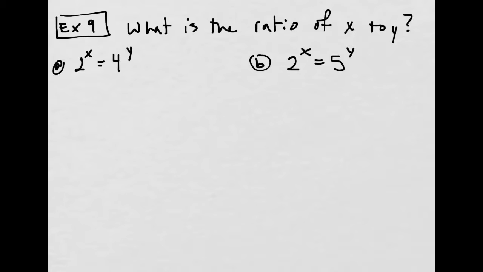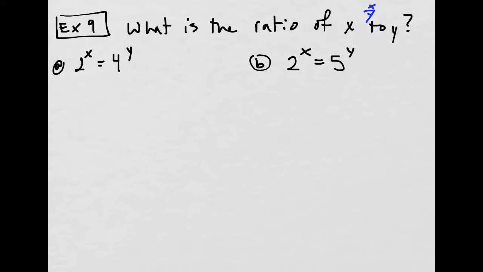Well, first thing I can do for part A is I notice that I can write these with the same base. And once we have the same base, we can set the exponents equal to each other. Before I start doing that, ratio of x to y, that's just the same thing as x over y, yeah? So that's what I'm trying to get, x over y.